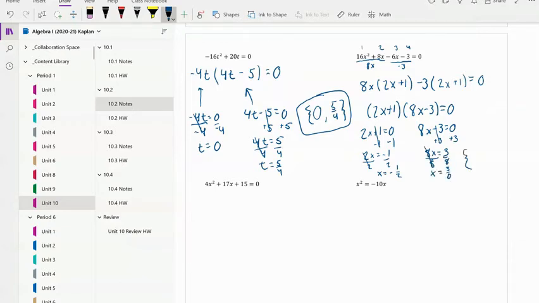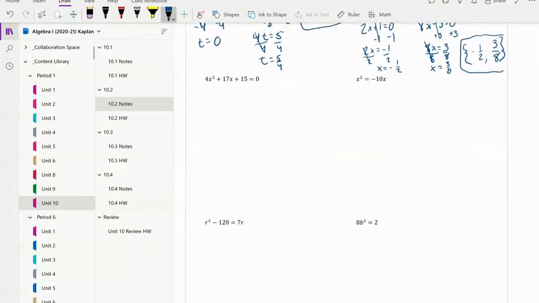Okay, so again, solution set notation, smaller one first. Well, if you've got a negative and a positive, the negative's first. So negative 1/2 and then 3/8. Bing, bang, boom. Okay, moving on.